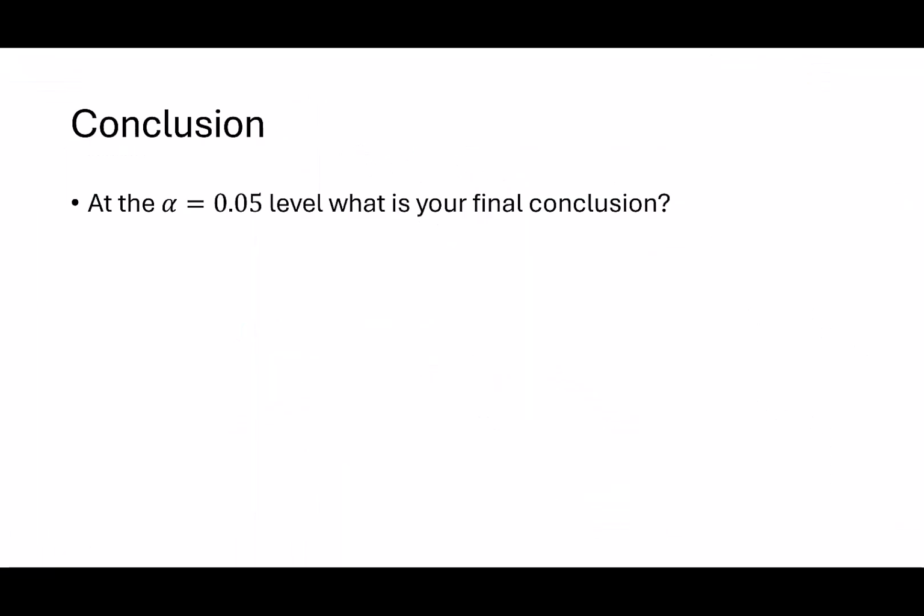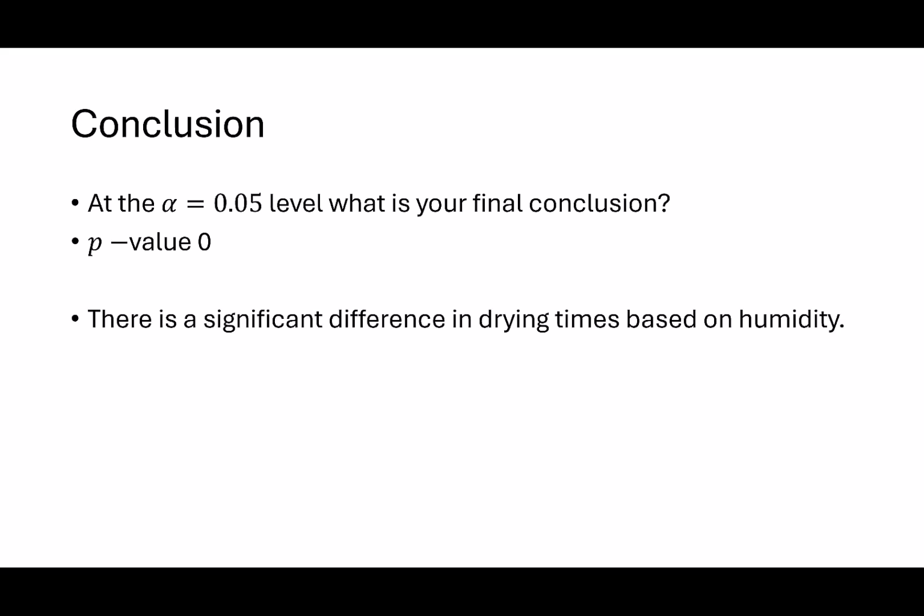At the alpha equals 0.05 level, what's our final conclusion? Well, remember, the P value is 0. 0 is less than alpha, which means we would reject the null hypothesis. This says there is a significant difference in drying times based on humidity.